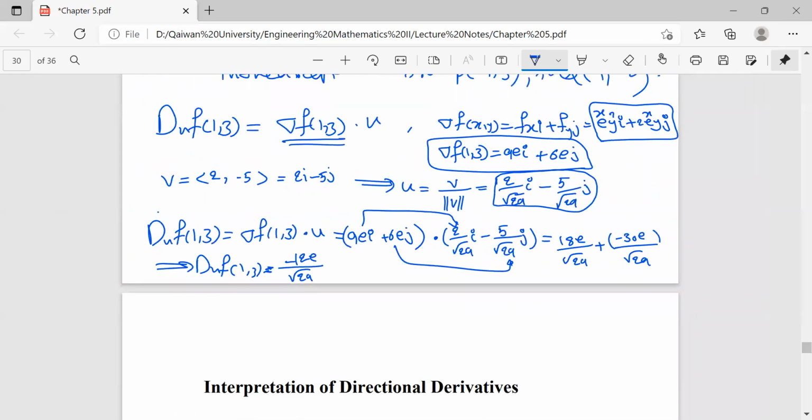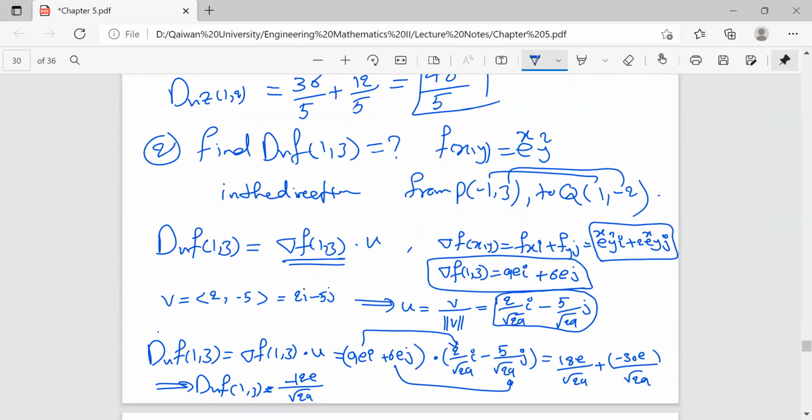Okay, if you have given 2 points, we can get a vector from these 2 points. Then from the vector we can get the unit vector by dividing it by its magnitude. Do you have any question? So let's take a break for 10 minutes.